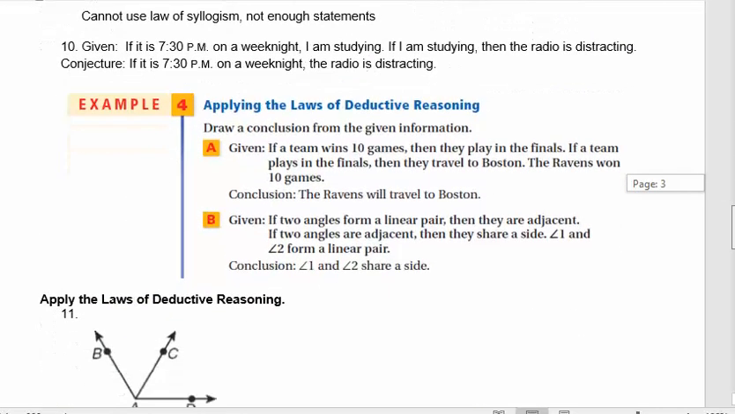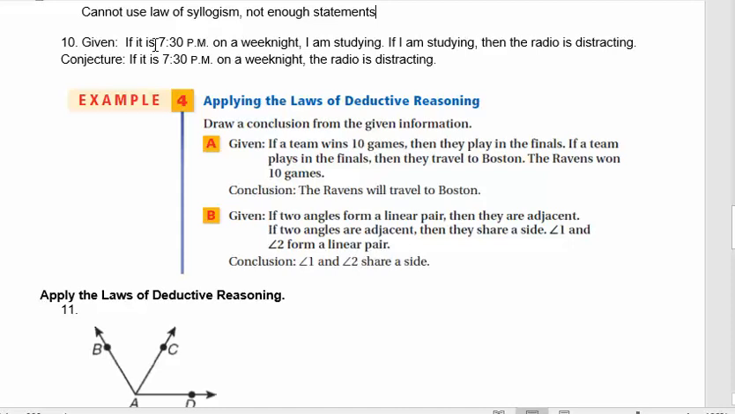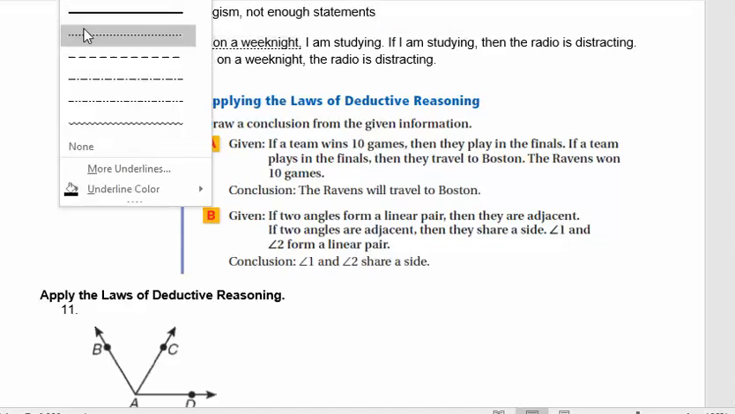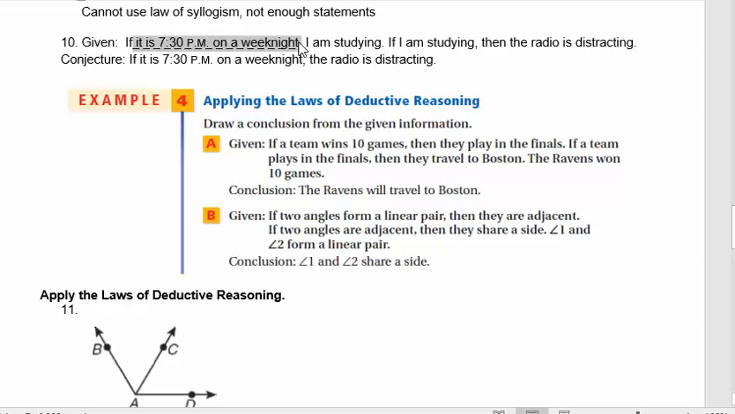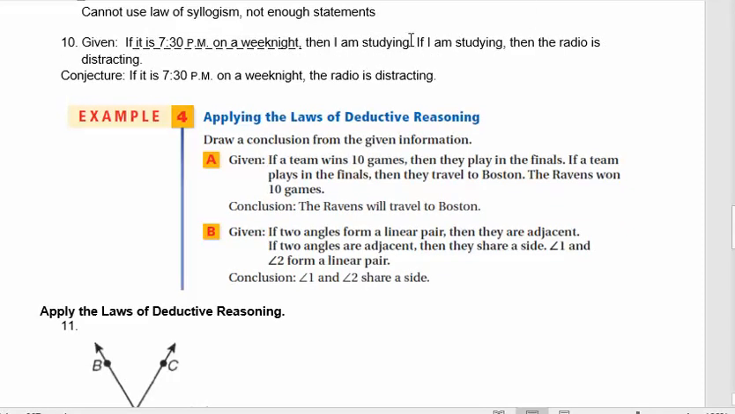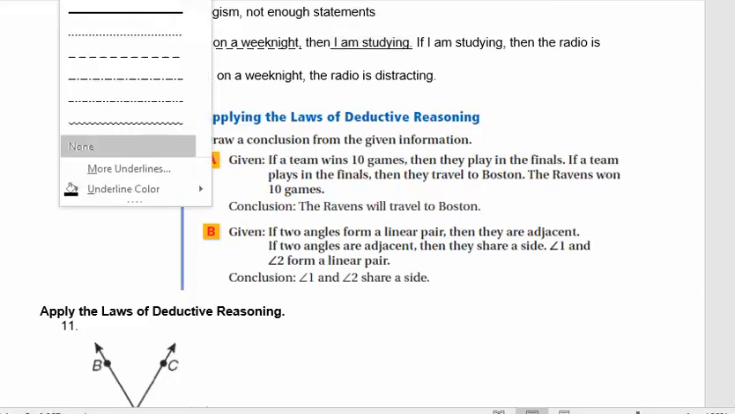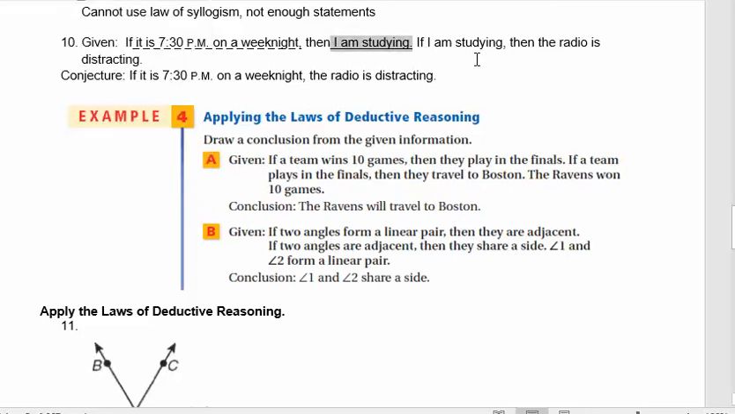So then number 10, let's see if this works. If it is raining, if it is 7:30 p.m. on a weeknight, that's my hypothesis of my first statement. Let's underline that. Then I am studying. I can put a "then" in there if you want. Then I am studying. That doesn't change it. Okay, so I'll make this a solid underline. That's my conclusion of my first statement.